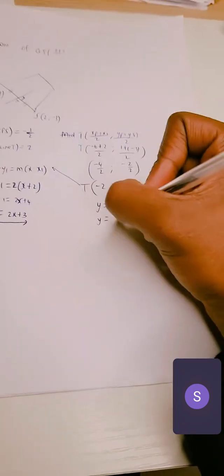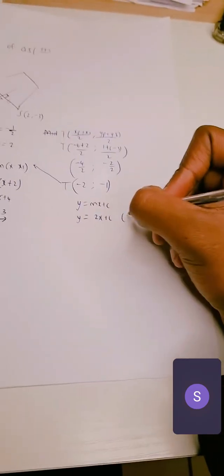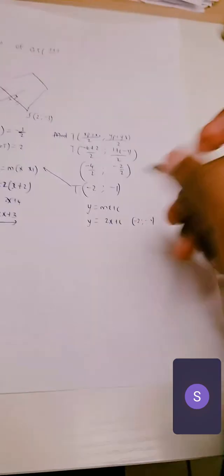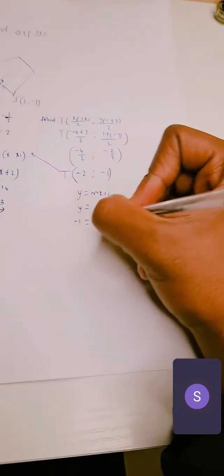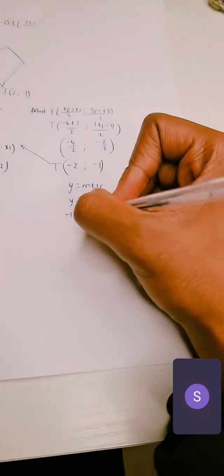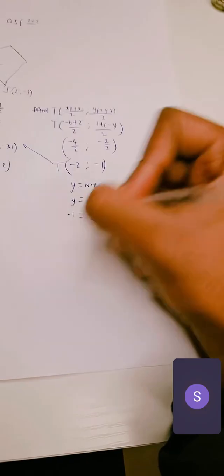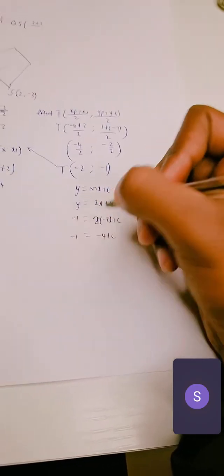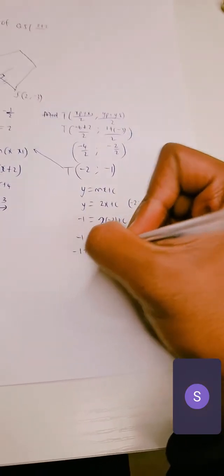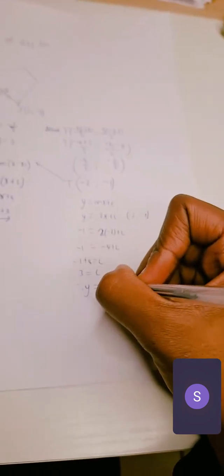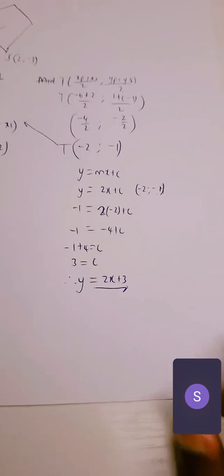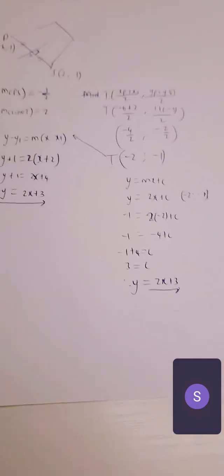Let's just quickly use the y equals mx plus c method there, with the point -2 and -1. You would check y is equal to -1, 2 times -2 plus c. -1 is equal to -4 plus c. c is equal to 3. y is equal to 2x plus 3. So that's the equation there. Good job. I think we got that equation sorted.